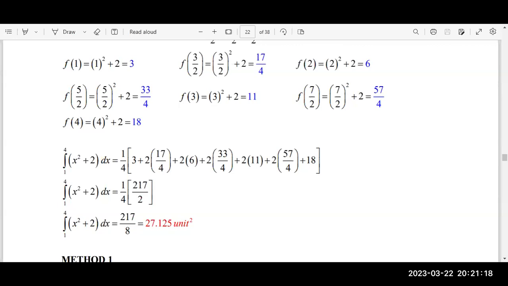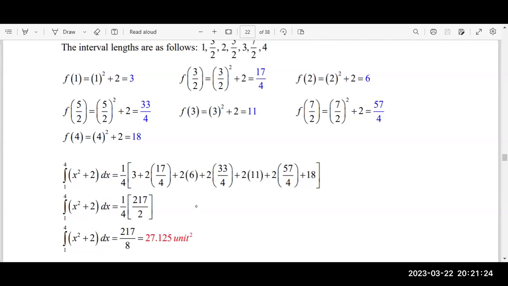Let me pause here. I'm hearing a few persons saying that they got the 27.125. Anybody got something different when they did their calculation?